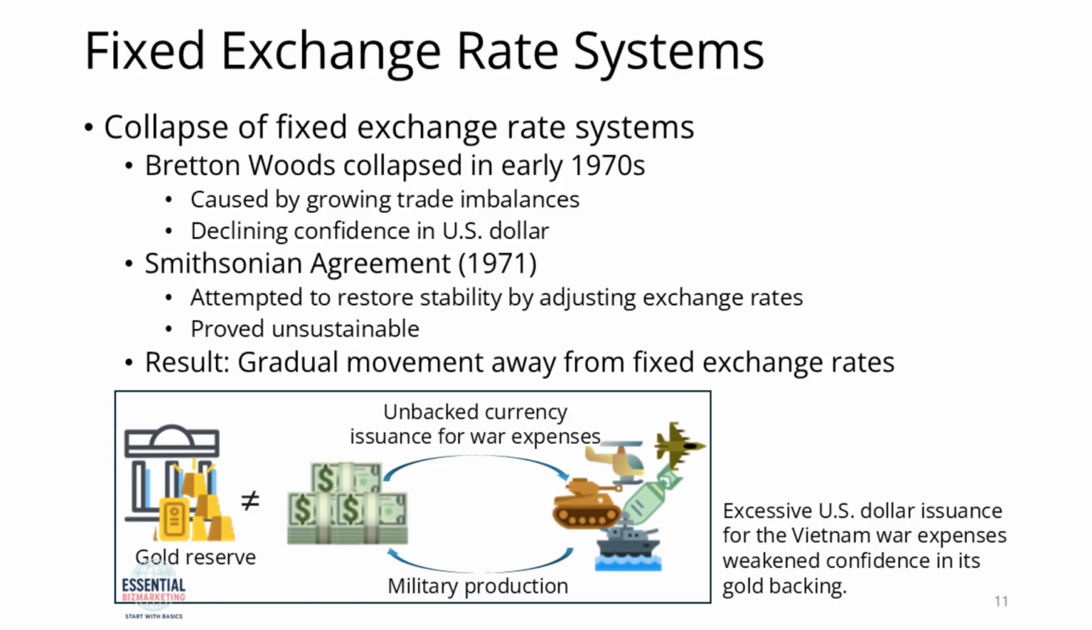Efforts were made to recover stability after the collapse. The 1971 Smithsonian Agreement aimed to restore fixed rates through coordinated adjustments, but the system remained unsustainable. This marked the beginning of a gradual shift toward floating exchange rates.